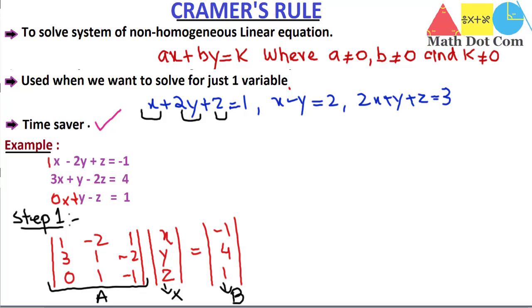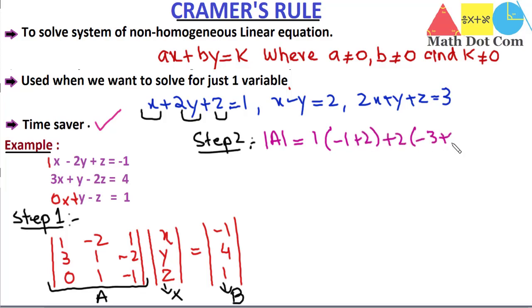Then we have step 2. Step 2 is you have to find the determinant of the given matrix. So that is the matrix A. So we have to find the determinant as determinant of A equals 1 into minus 1 plus 2 into minus 3 plus 0 plus 1 into 3 minus 0. So the determinant of A will be equal to minus 2.